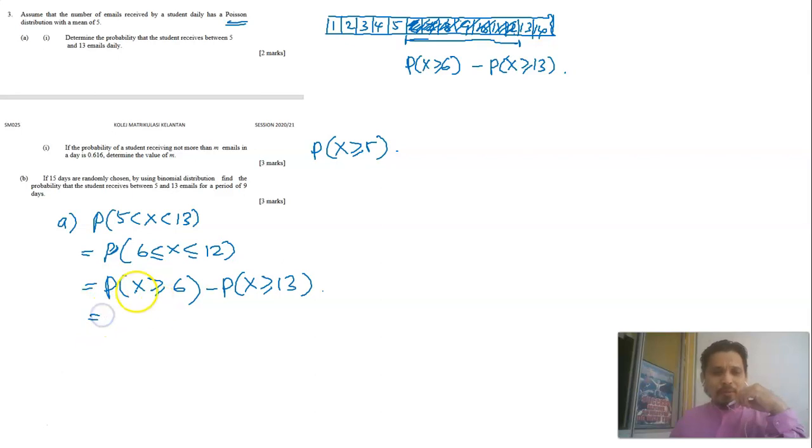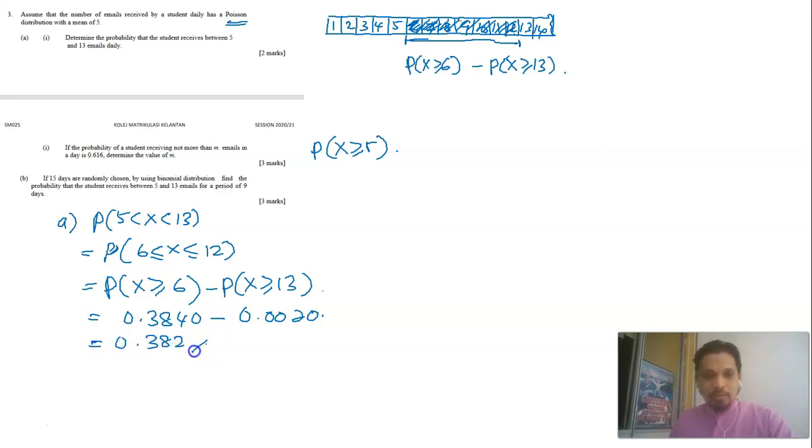So then, the probability of X greater than or equal to 6, go to 6, which is 0.3840, minus 0.0020, and it is now equal to 0.382.